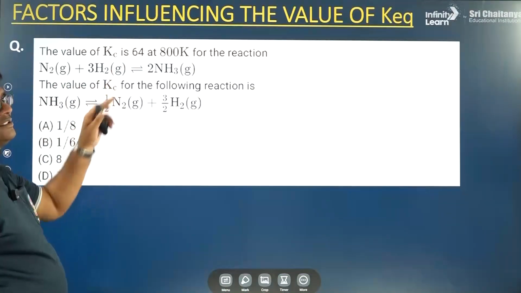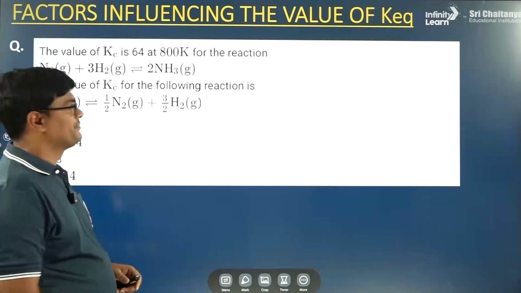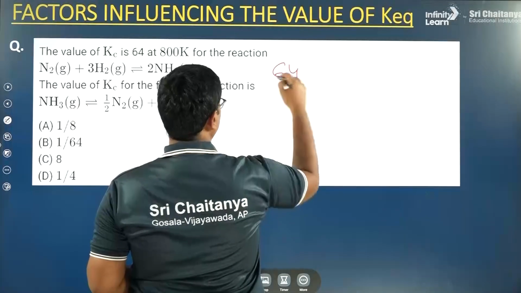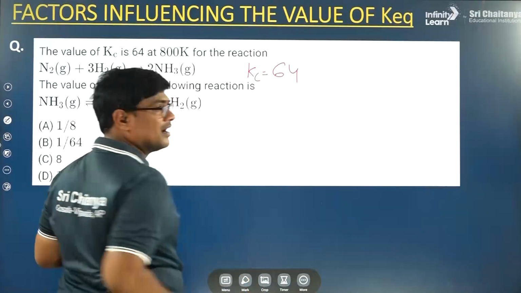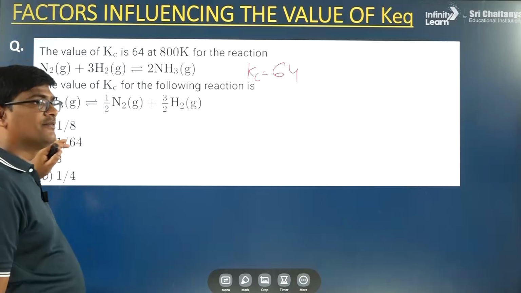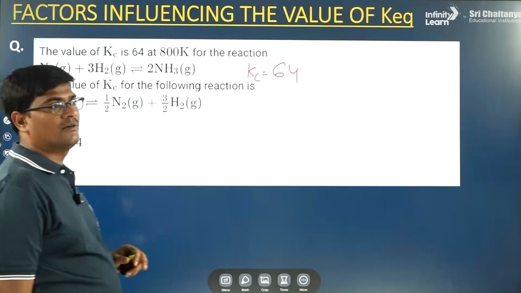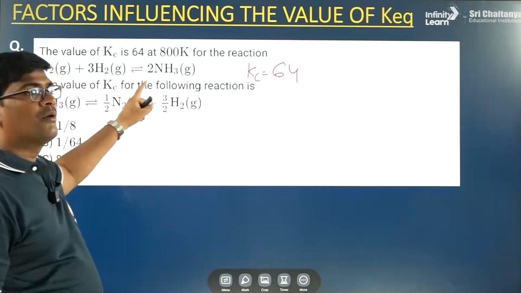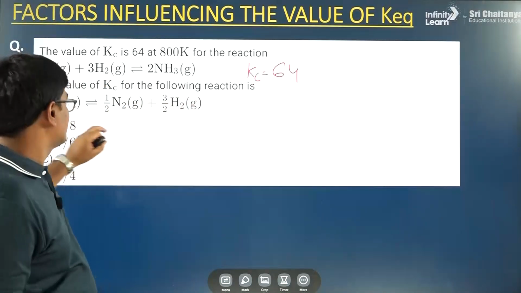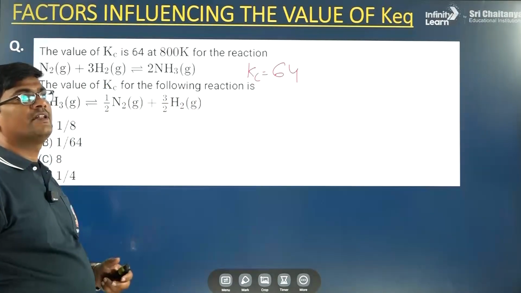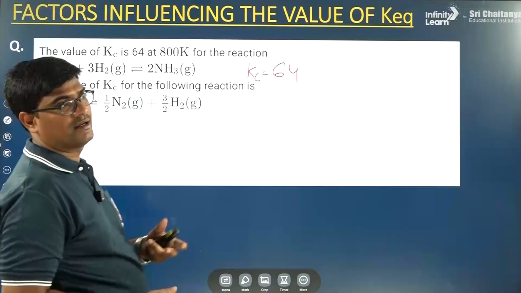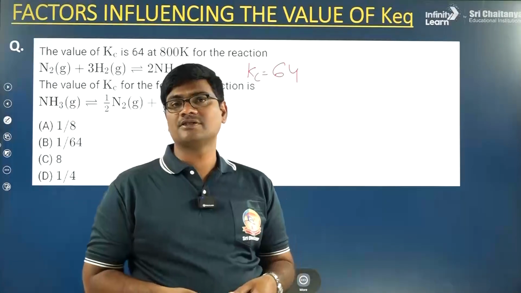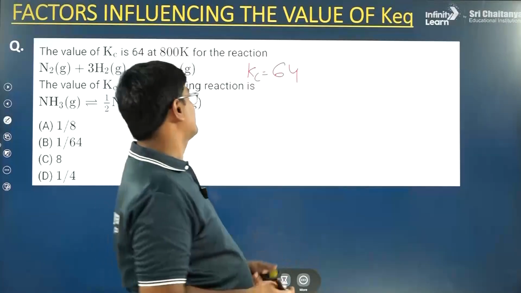The value of Kc is 64 for the above equation. And the value of Kc for the following equation is, what is the relation between the first equation and second equation? In the first equation ammonia is formed, but in the second equation ammonia is actually reacting. That means we need to reverse the first equation. Okay, let me reverse the first equation.